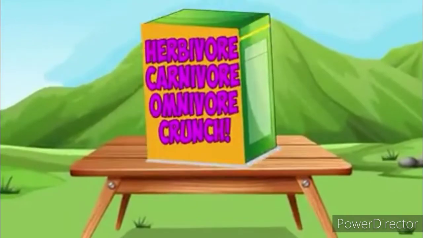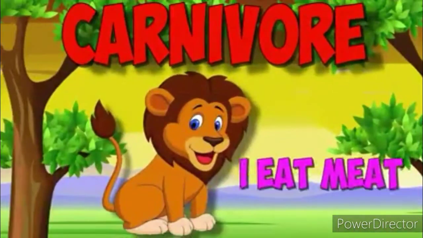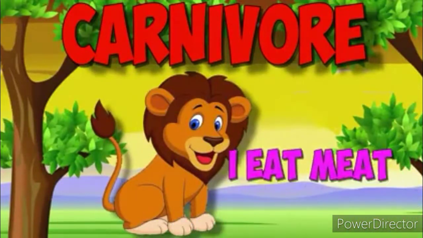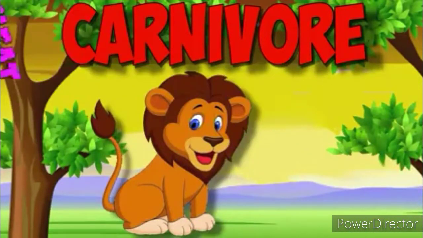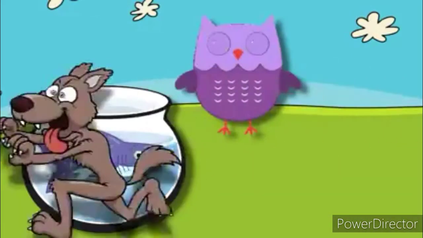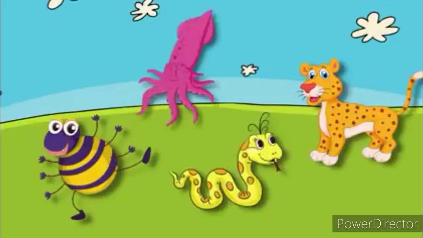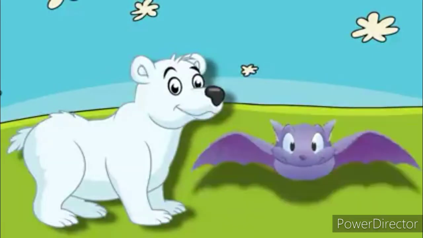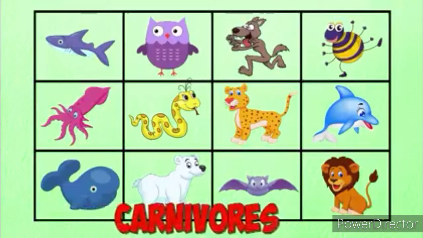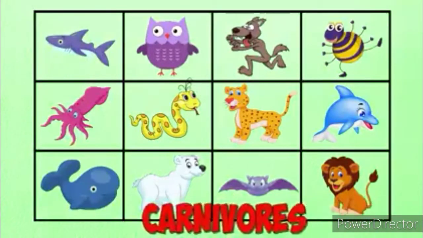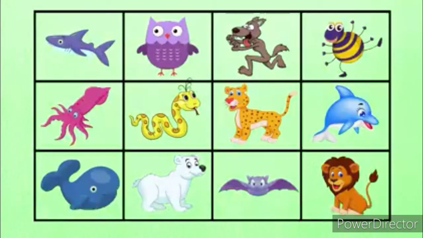Herbivore, carnivore, omnivore, crunch. The carnivore said, I eat meat, nothing but meat. The carnivore said, I eat meat all the time. Sharks, owls, coyotes, dolphins, whales from the seas, spiders, squids, snakes, and cats, polar bears, and some types of bats. Those are all carnivores. They eat meat and nothing more.